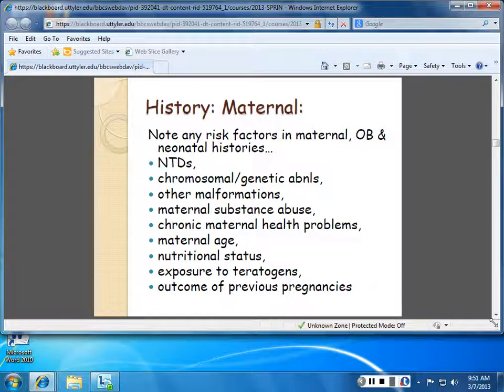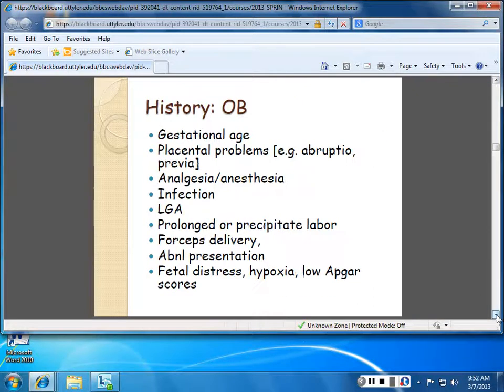What's the mom's nutritional status? We now know that folic acid is very important to prevent neural tube defects. And we also know that nutritional status in women is important from the get-go. So you have a child growing up, what is their diet? And then when they get older to have babies, because of continued poor nutritional status, they're going to have problems with their babies. Have they been exposed to teratogens? And what was the outcome of their previous pregnancies?